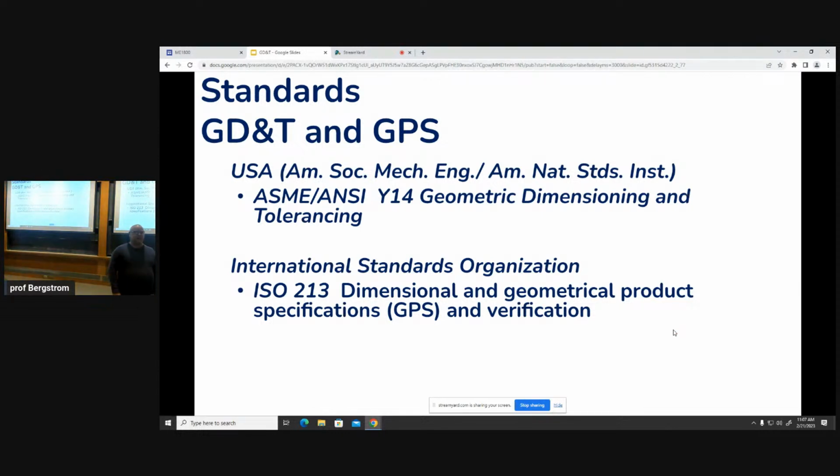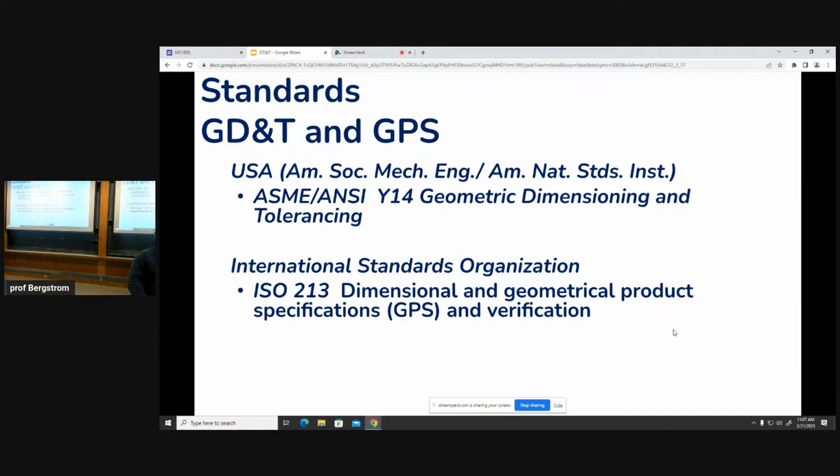So these GD&T are standards. Of course, we have competing standards. The American ANSI and ASME have their own standard, the Y14 geometric dimensioning and tolerancing standard. And ISO has their dimensional and geometric product specification. They call it GPS. It's really funny. They released the new ISO GPS standard, and all us Americans are like, really? Because GPS means something else. But anyways, it's a book. It's a book with rules in it.